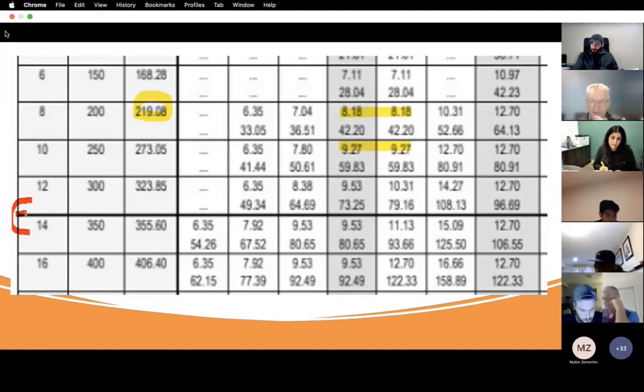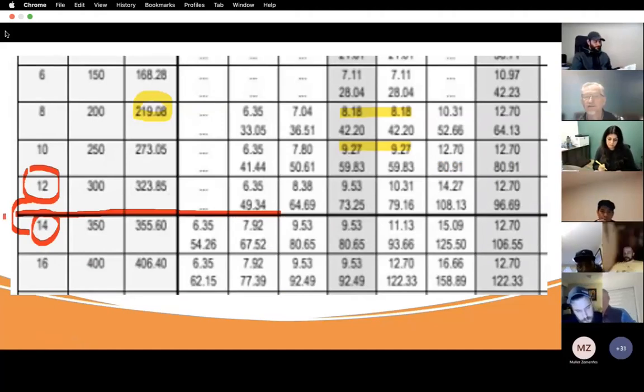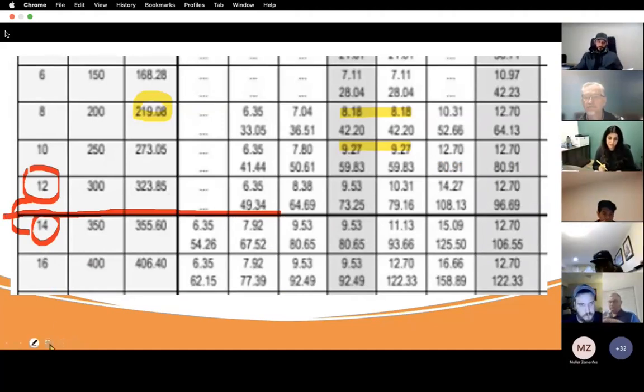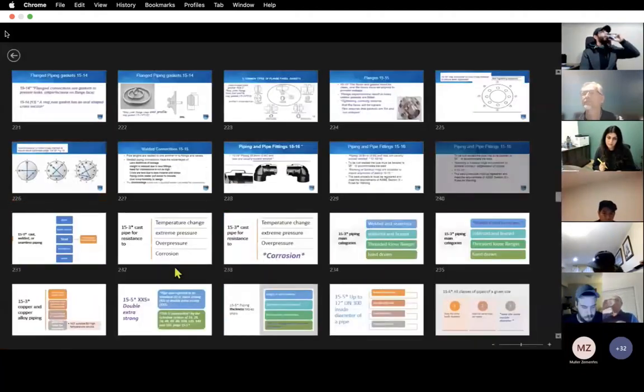Take a highlighter, draw something across there, because it's important to know what happens when you go from 12 to 14 and bigger. Okay, there's a couple possible questions on making sure you know where that line is.